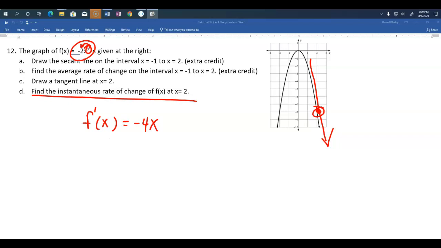And to find the instantaneous rate of change at that point, x equals 2, all I need to do is plug in 2. And I get negative 8. So the slope of my function at this point, or the instantaneous rate of change of my function at that point, is a slope of negative 8.